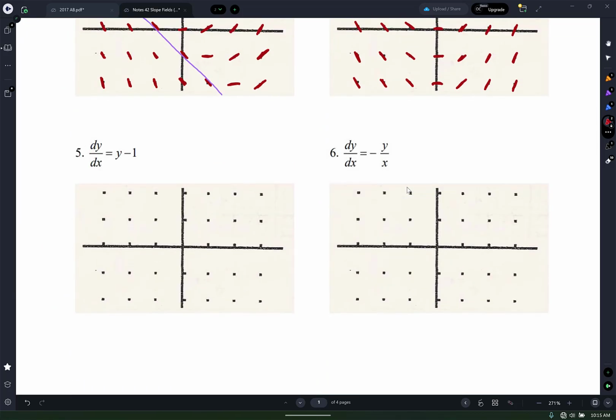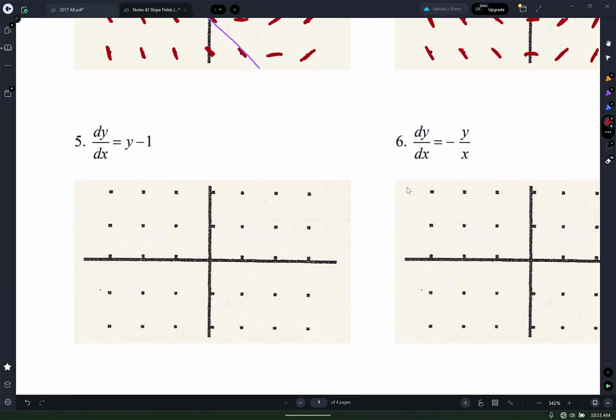All right, number 5. When y equals 1, the value will be 0. So I'm going to go to y equals 1 and put slopes of 0. I'm going to go to y equals 2 and put slopes of 1.